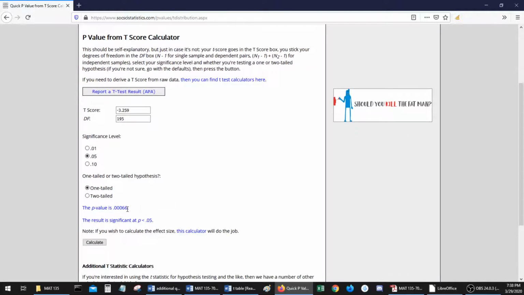Check it out. It says that the p-value is 0.00066, which is the correct answer. So the result is significant at p is less than 0.05 as we predicted. We said that this number had to be smaller than 0.05 because we had already found that out from the critical value. So 0.00066.